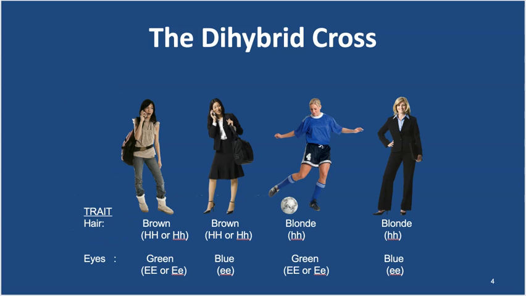So to put that in a different way, here we have 4 individuals. Each one could be a parent from the P1 generation, and we know a few things about their genotypes. If someone has brown hair, that person could either have a homozygous dominant genotype or a heterozygous genotype. If the person has green eyes, again, you could have homozygous dominant or heterozygous for eye color. For blonde hair, the only possibility is homozygous recessive for hair color. For blue eyes, the only possibility is homozygous recessive for eye color.